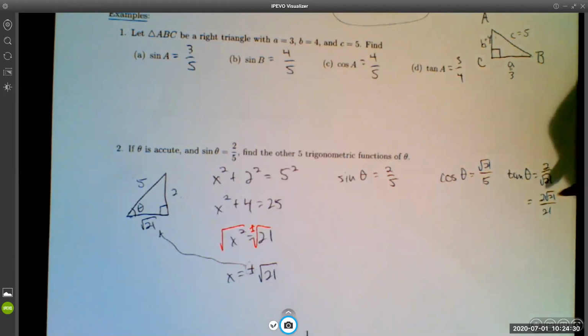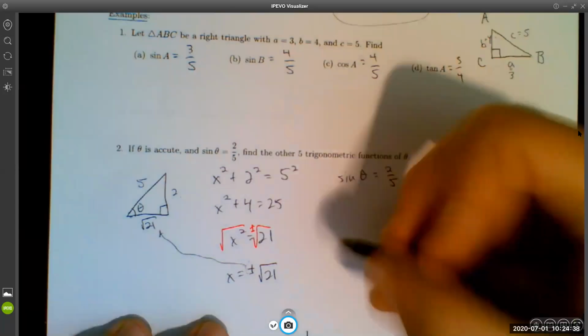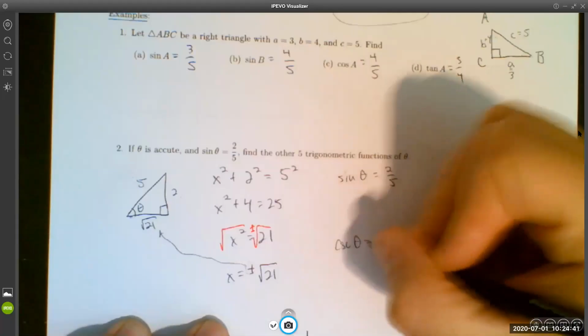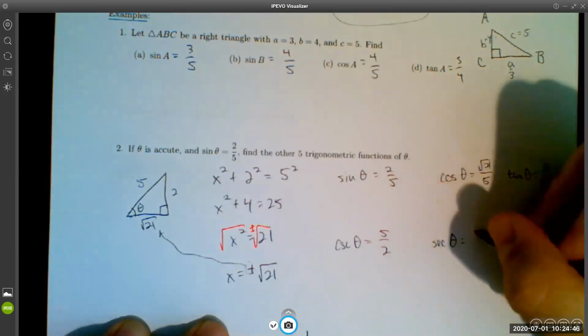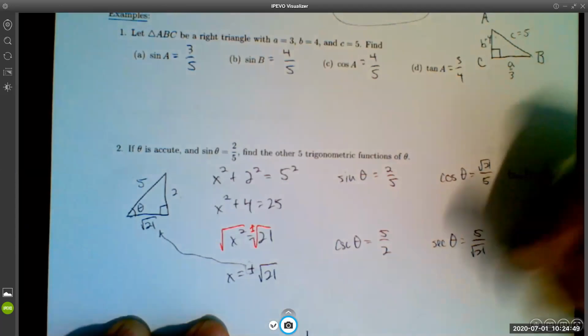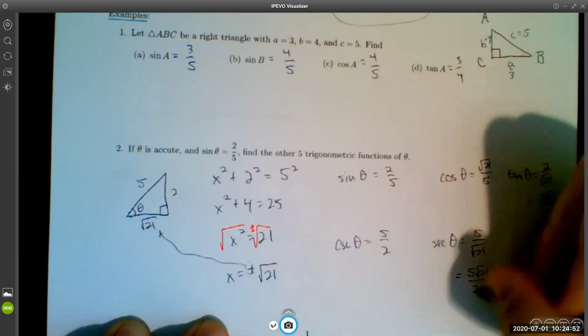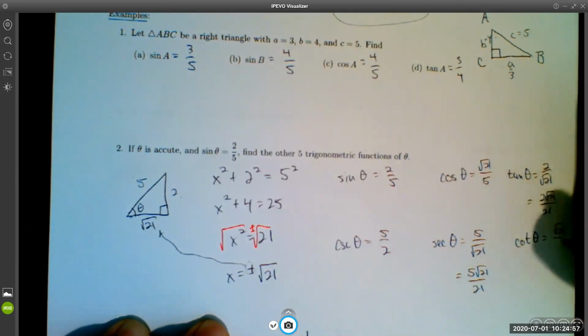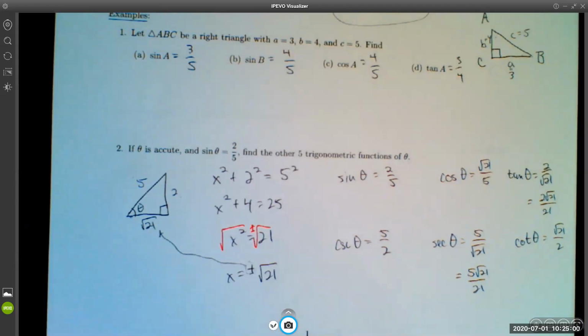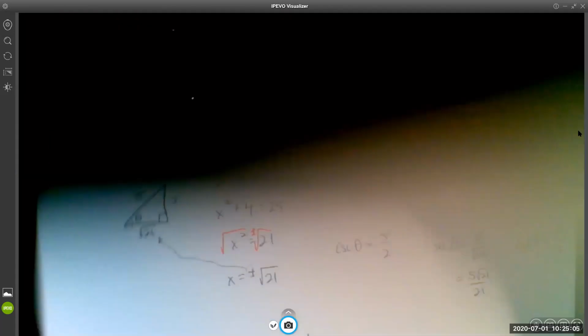So that would be the rationalized version. But really, either of these is fine with me. So there's 3 of them, and then the other 3: cosecant theta is 5/2. Secant theta is 5 over root 21, or if you want to rationalize it, 5 root 21 over 21. And then cotangent theta is going to be root 21 over 2. Okay, so that's it for number 2. Hopefully this is all kind of ringing a bell. Not new information for you.